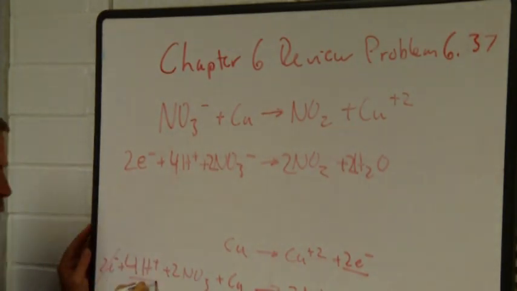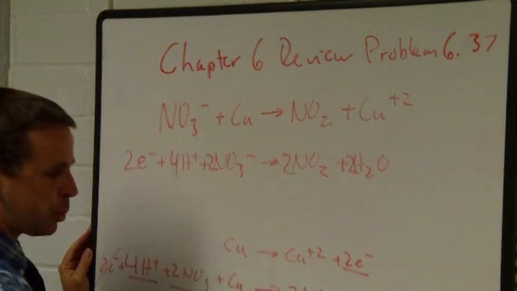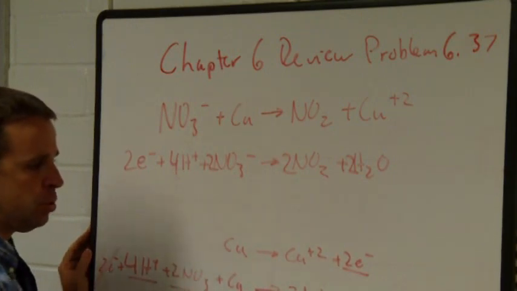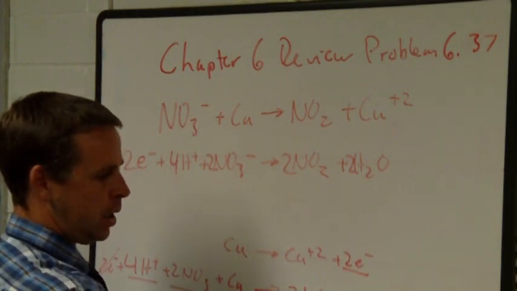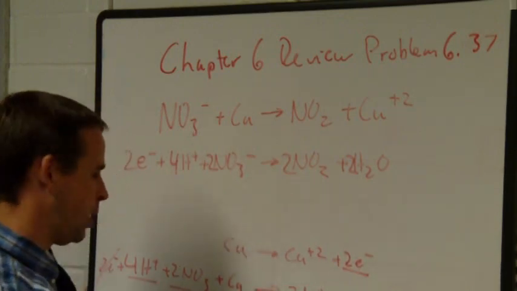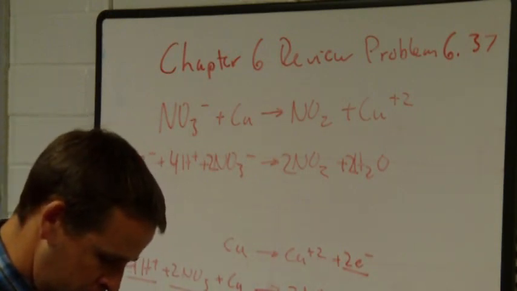And that looks like it. 4 protons plus 2 NO3s plus copper metal, copper atom, yields 2 nitrogen dioxides, 2 waters, and a copper ion. Okay, I can double check that one, 637B.